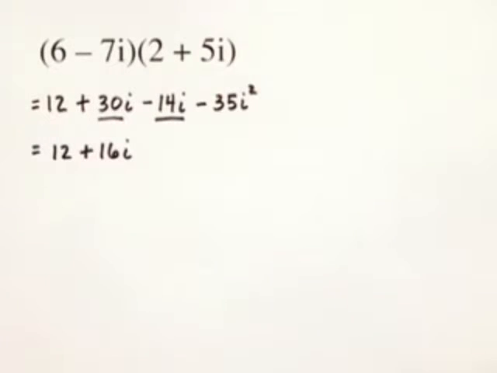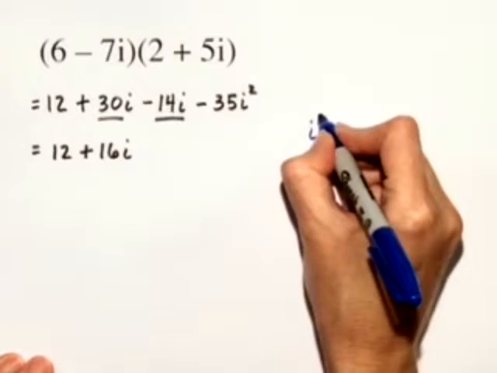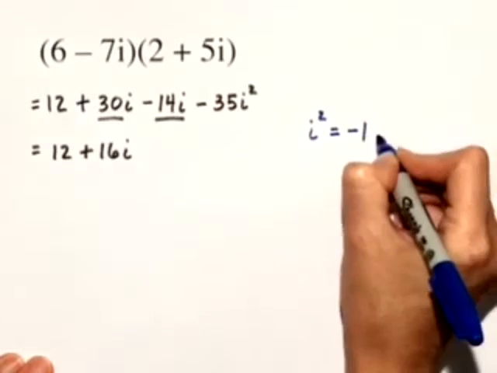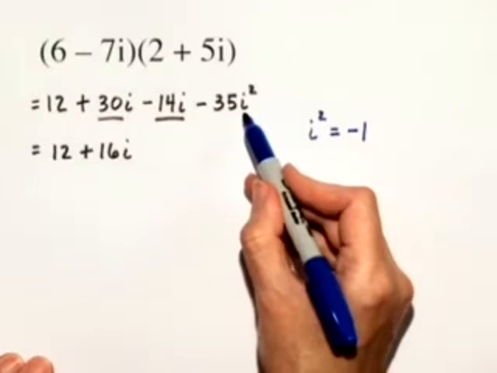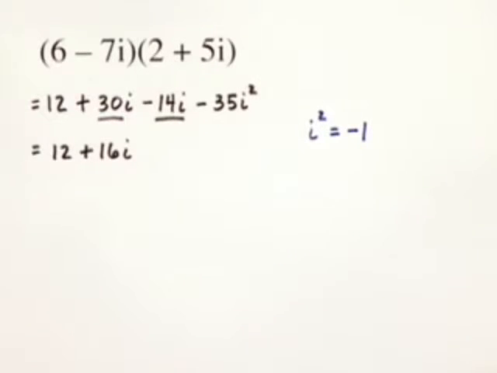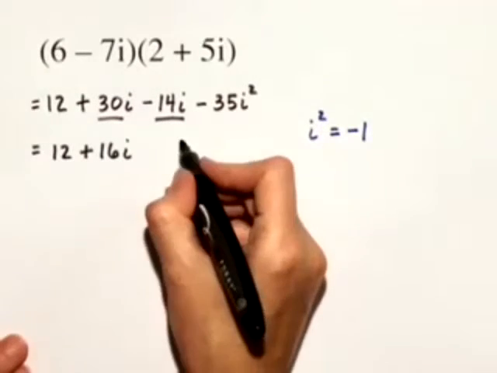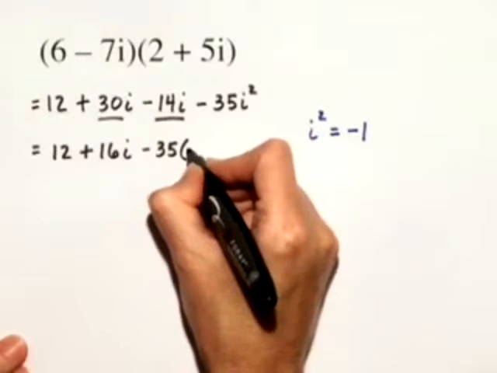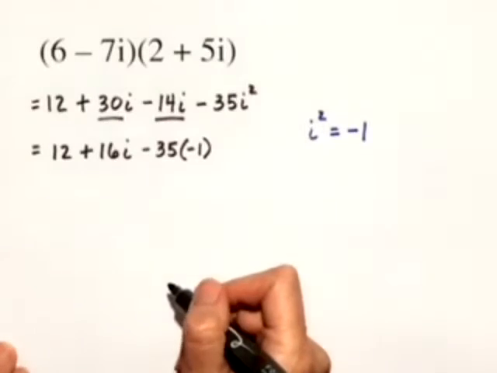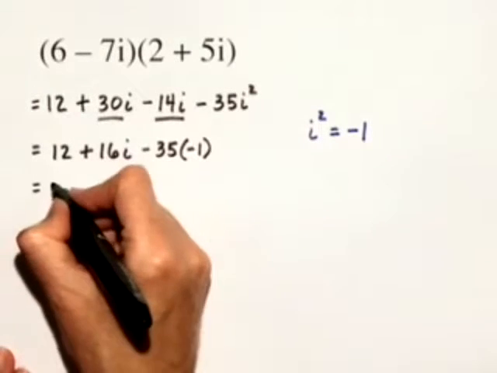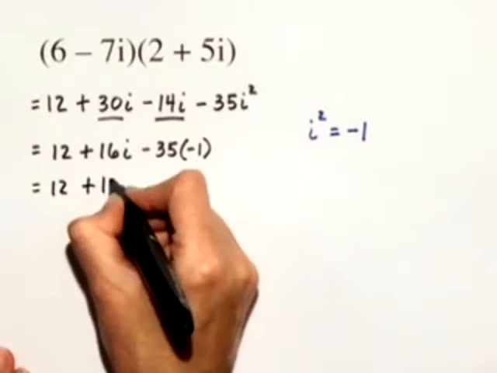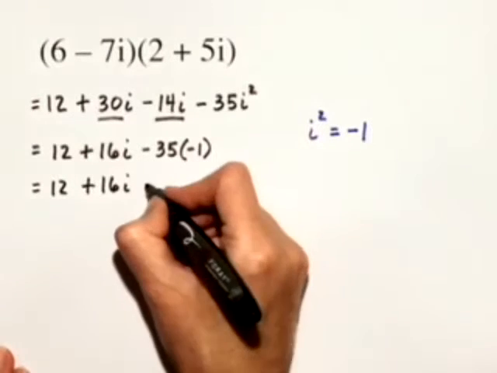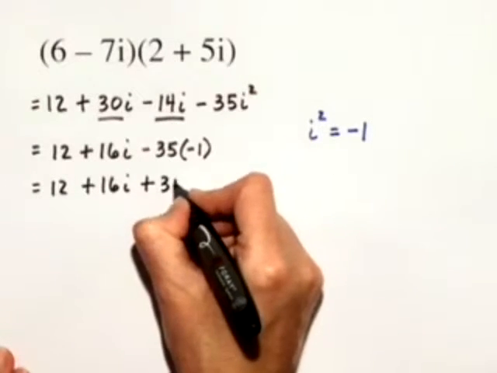Before I write that down, let's remember that by definition, i squared is equal to negative 1. So when we see an i squared, we want to substitute negative 1 in there. So we really have minus 35 times negative 1 for i squared. So we really have 12 plus 16i minus 35 times negative 1 becomes plus 35.